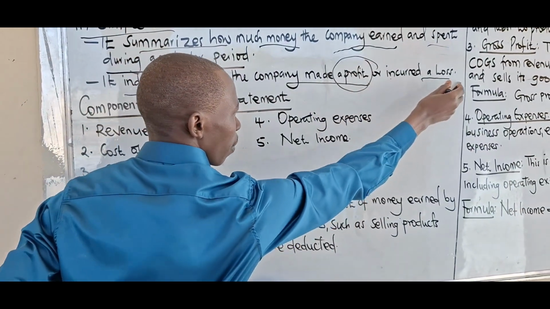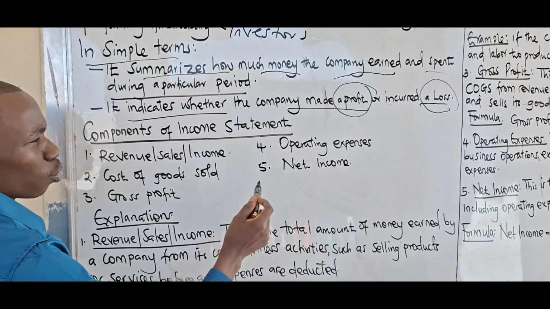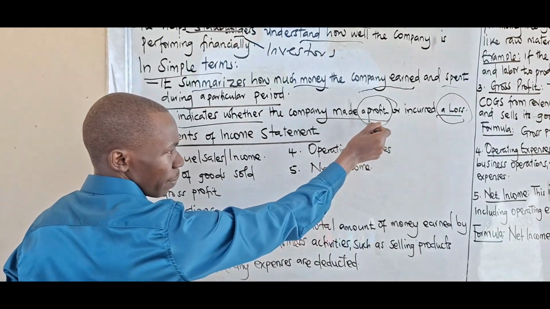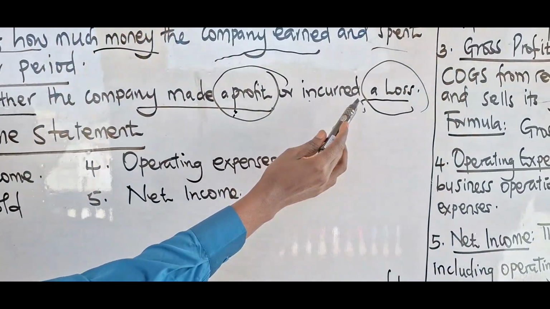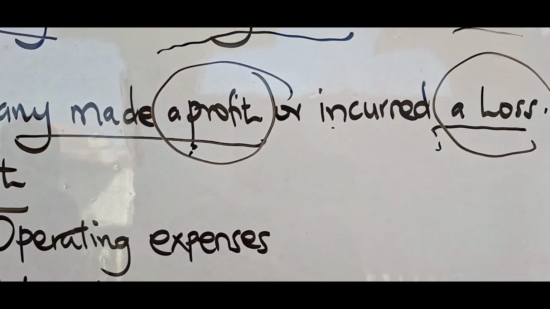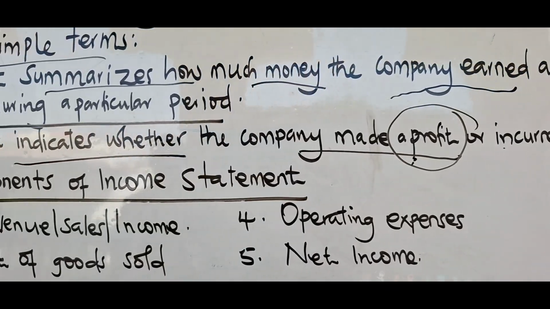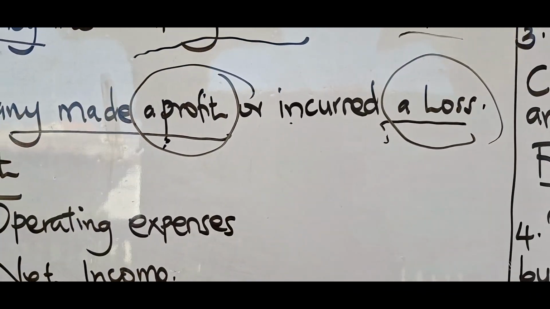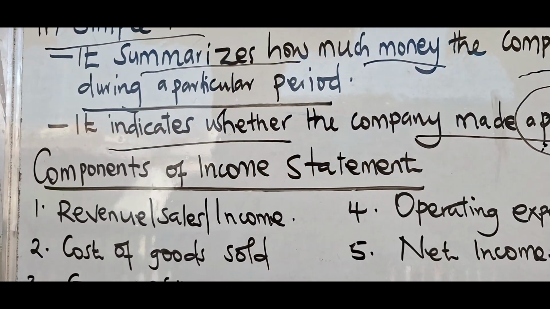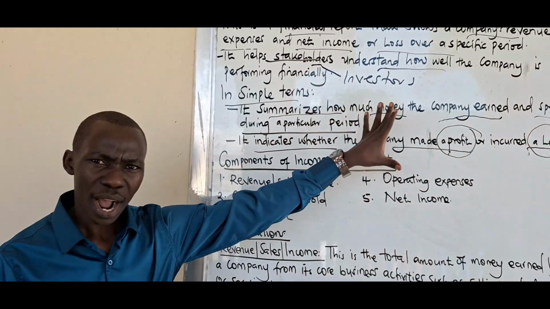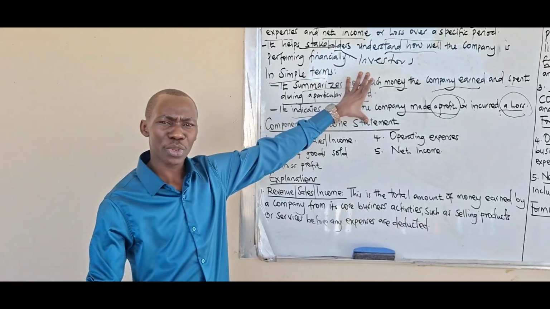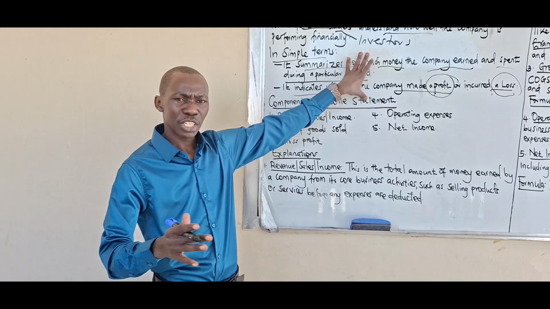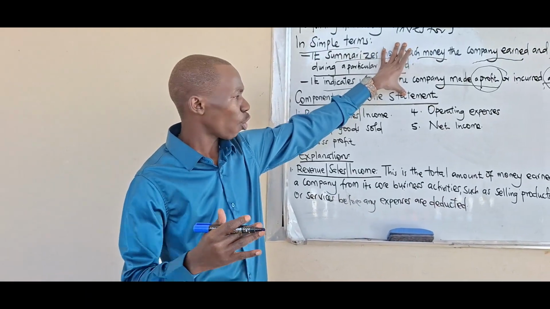So whenever someone talks about the income statement, think about two things. One, you will need to determine the profit made by the company, or the loss incurred, because either way, anything can happen. You can generate a profit or you can incur a loss. We shall see how that happens in the business. So, in brief, our income statement is just showing us whether the company has made a profit or incurred a loss. In other words, it shows the financial performance of the business.